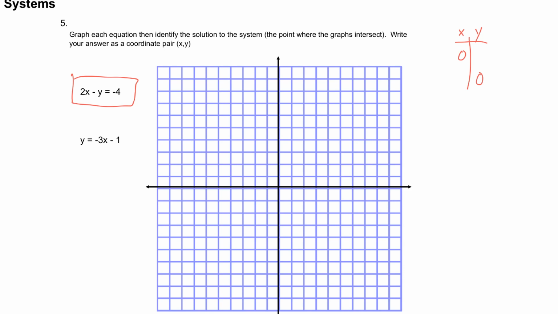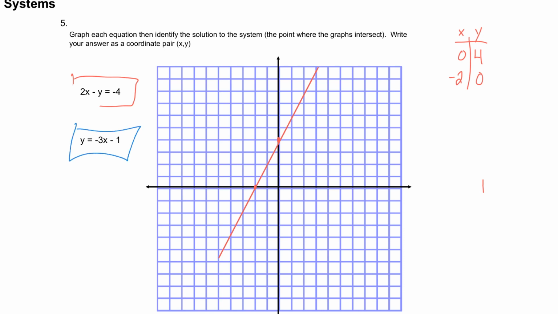If I plug 0 in for x, I'm left with negative y equals negative 4, which means y is 4. And if I look at it the other way, and I plug 0 in for y, 2x equals negative 4. X is negative 2. Now, I just need to graph that. I put my 2 dots on the graph, then draw a line.